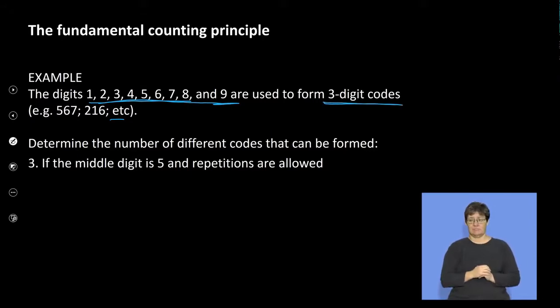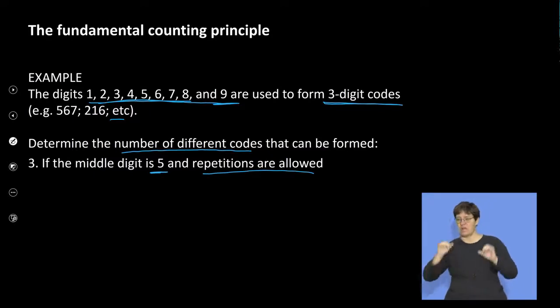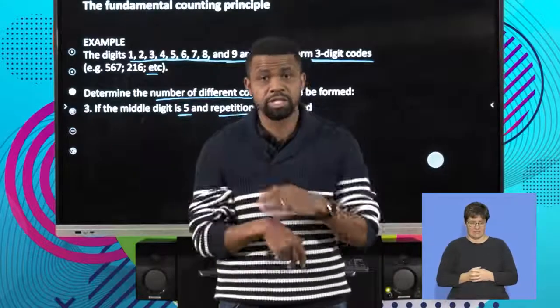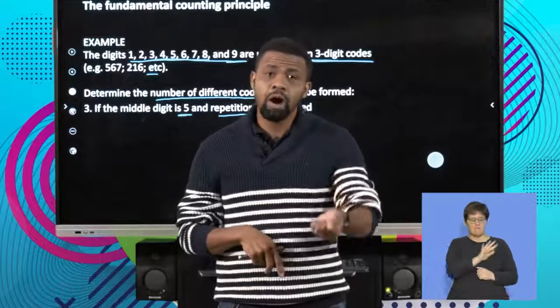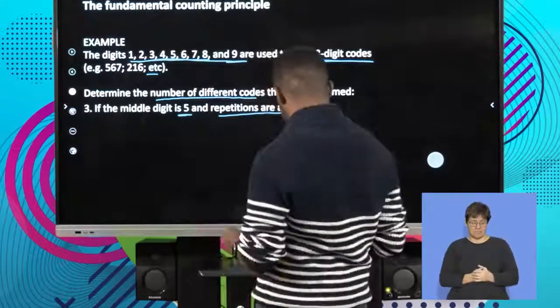So determine the number of different codes that can be formed if the middle digit is 5 and repetition is allowed. Are we together? The first one, no repetition. But here, repetition is allowed. Repetition allowed implies I can use a digit more than once, or I can even use it for all 3 positions. But the requirement here is that the middle must be 5. Are we together? Let's see what we get.